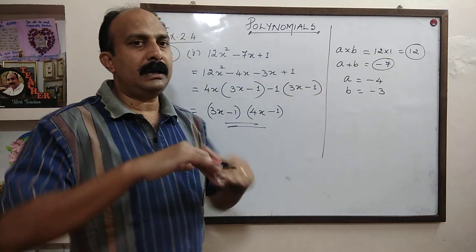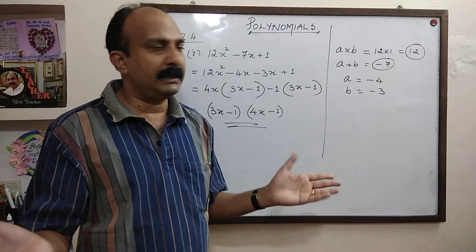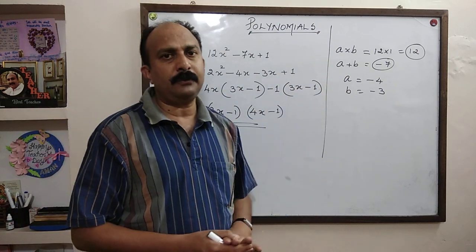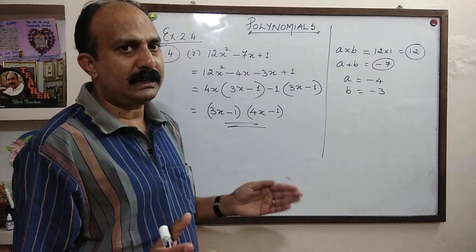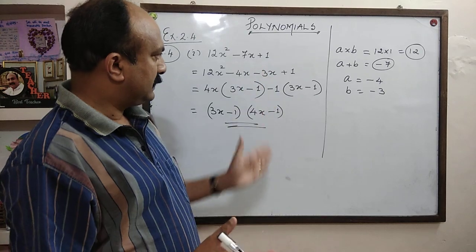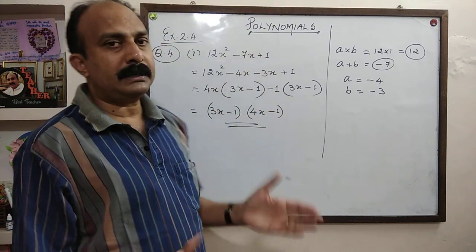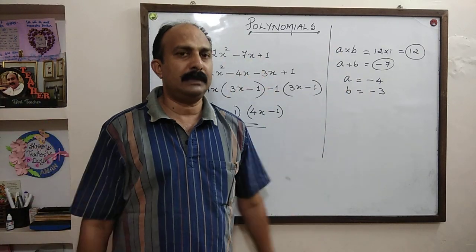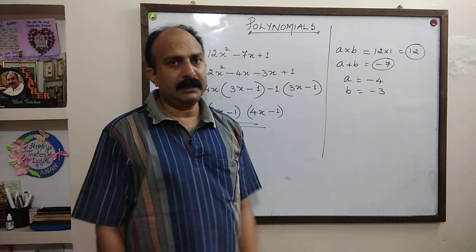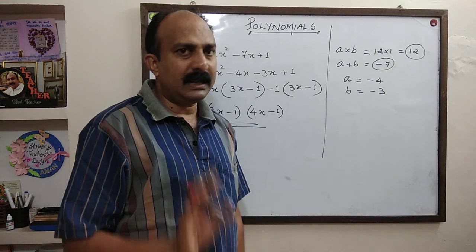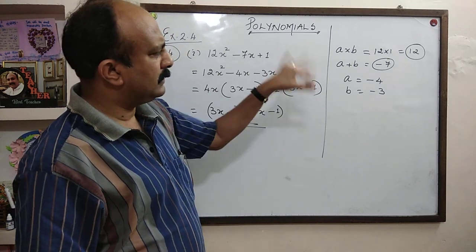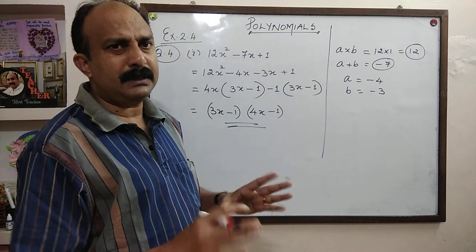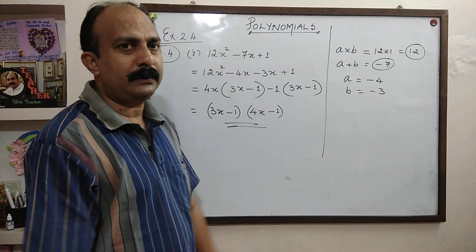If these numbers are big enough, there is another method to find out the values of a and b. That I will teach you in class 10th, because in class 10 we will come across questions where the product and sum are 3-digit numbers. Their oral method will not work. So for class 9, orally you can find out these two numbers. Most of the numbers are 2-digit numbers, so orally you can find them.